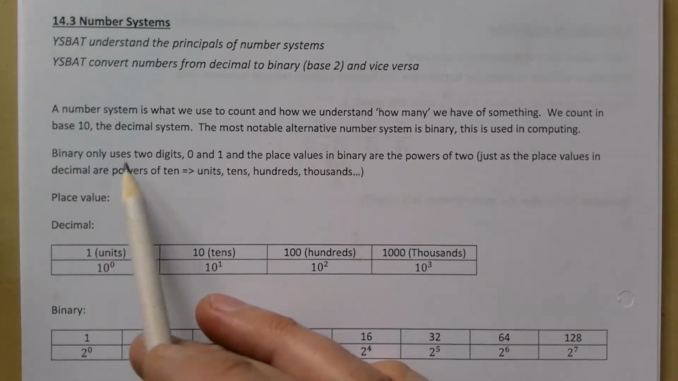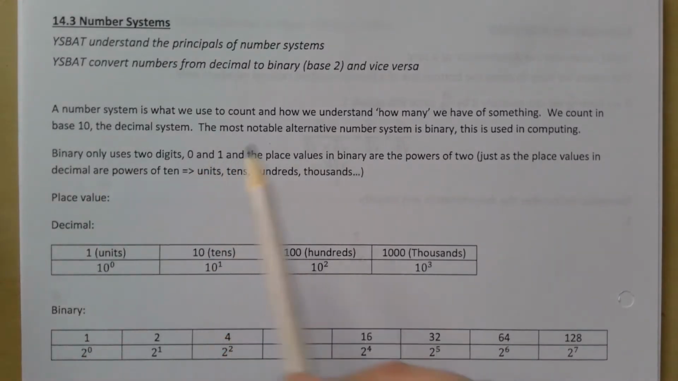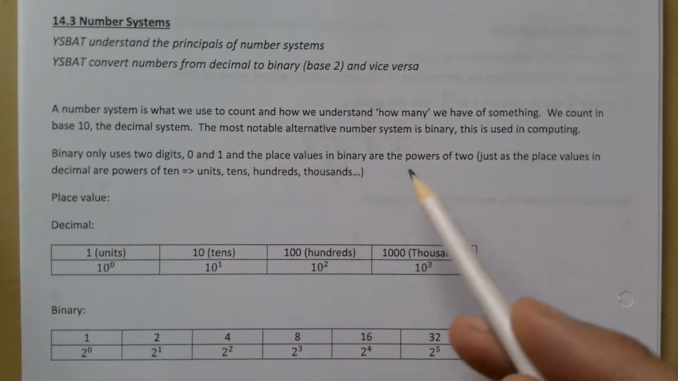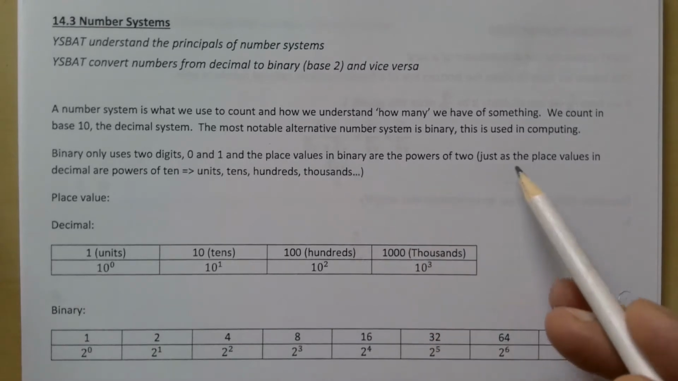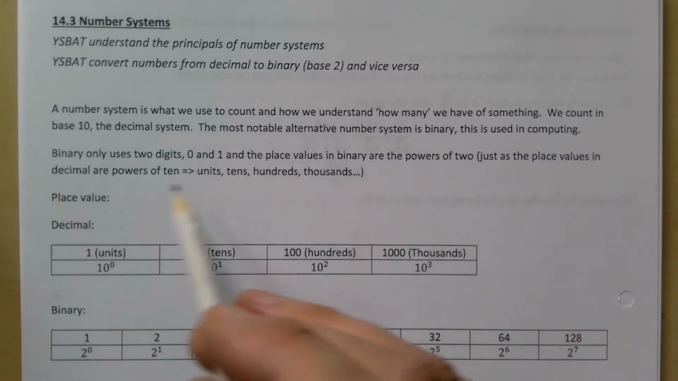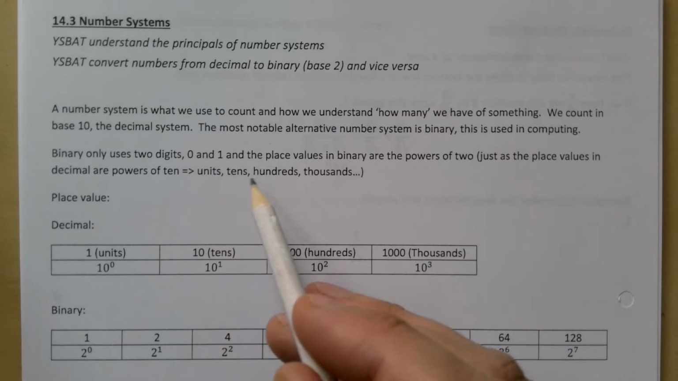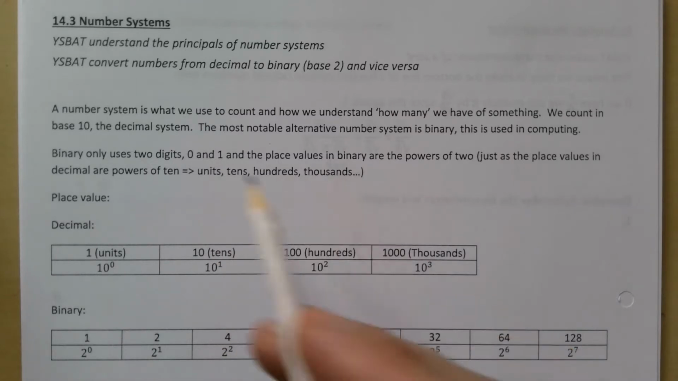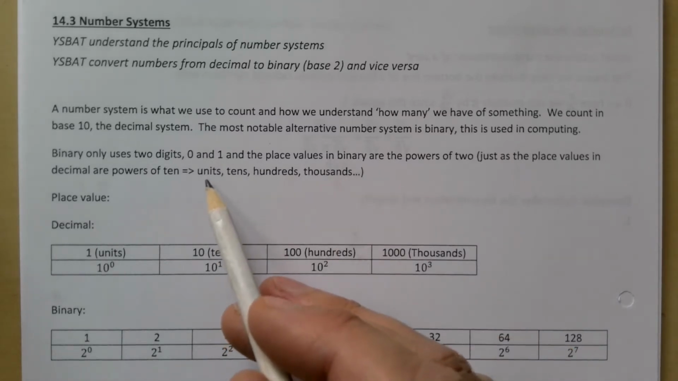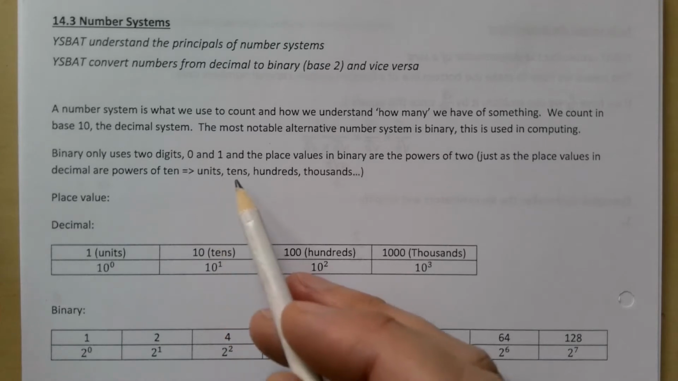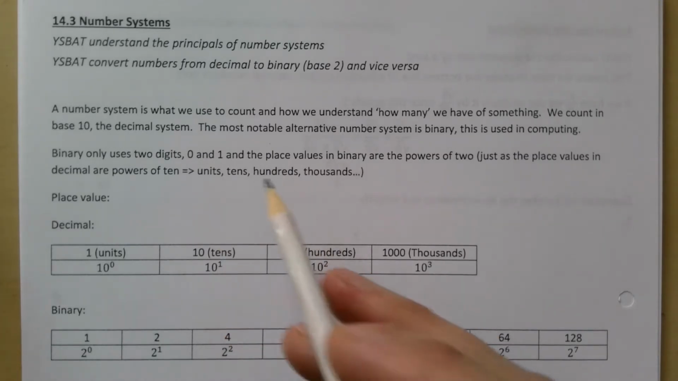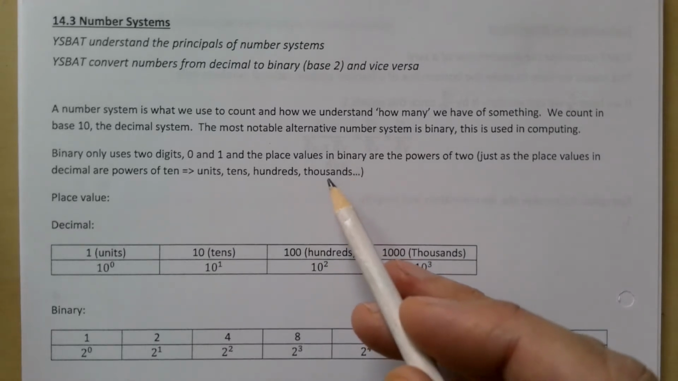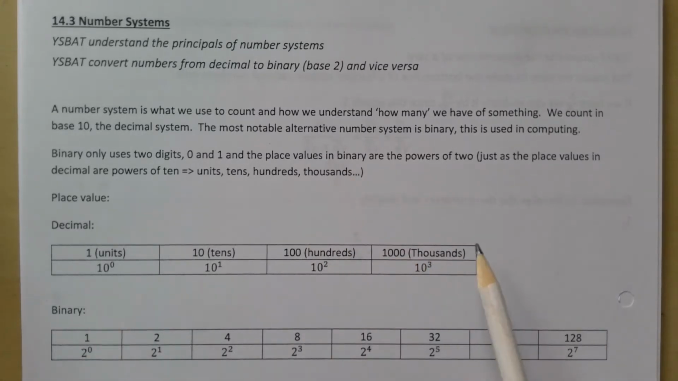Binary only uses the digits 0 and 1, and the place values in binary are the powers of 2, just as the place values in decimal are the powers of 10: units, tens, hundreds, thousands. And that's 10 to the power 0. If you will remember, 10 to the power 0 is 1. 10 to the power 1 will give us 10. 10 to the power 2 will give us 100. 10 to the power 3 will then give us thousands. And that's what we have then on the table.